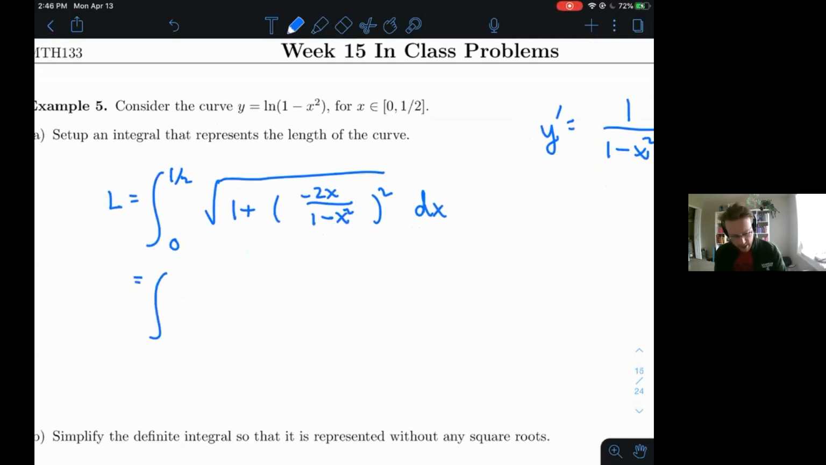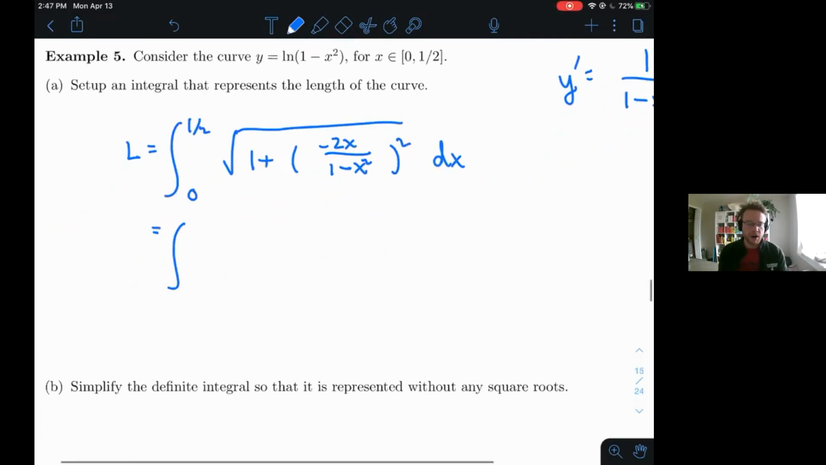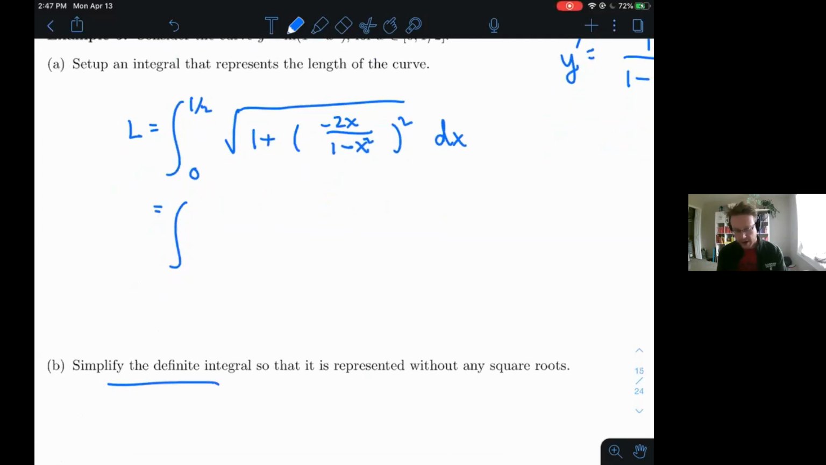I guess we could technically leave it right like this. We have an integral that represents the length of the curve. Part B is simplify this definite integral so that we get it without any square roots. So I'm going to do just one more line here, do a little bit of simplifying since I know I need to simplify it, and then we're going to simplify it even more in part B. So 0 to 1/2, the square root of 1 plus, and let's go ahead and square these things. So this is going to be 4x squared in the numerator here.